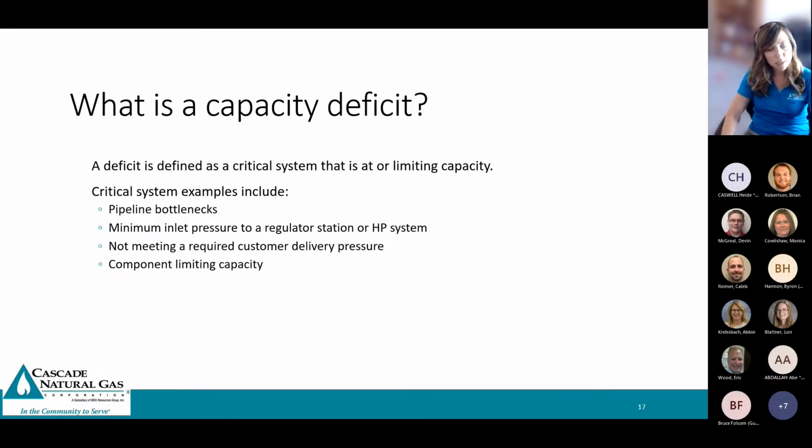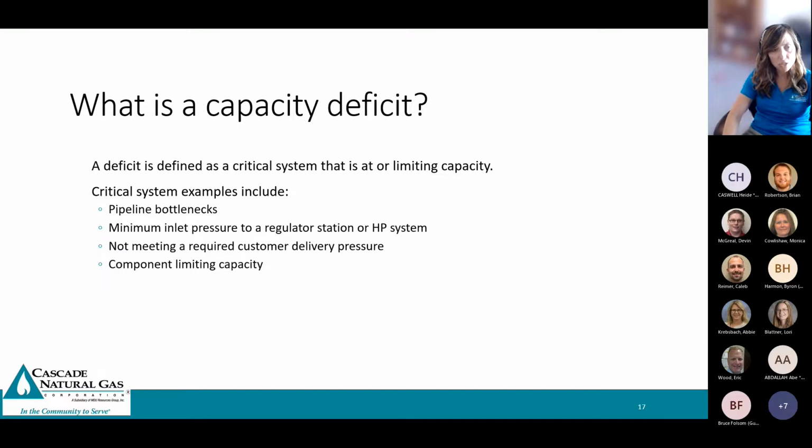So pipeline bottleneck: this would be pipeline that just can't support flows. As pipelines get more flows, more demand, due to growth over time, they'll have flows beyond what they're designed for. And when pipelines see those higher flows, you'll see higher velocity, which equals higher pressure loss. So it can lead to bottlenecks. It's the straw scenario: you can only put so much through a straw before it's constrained.